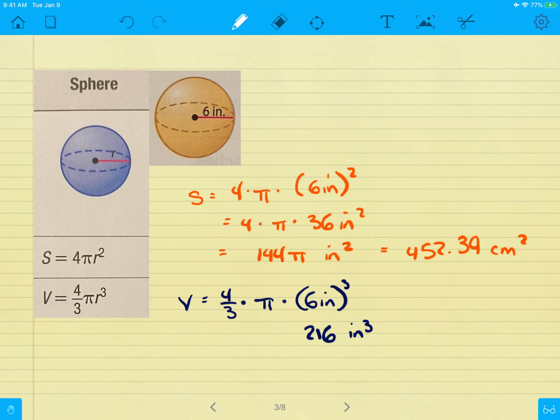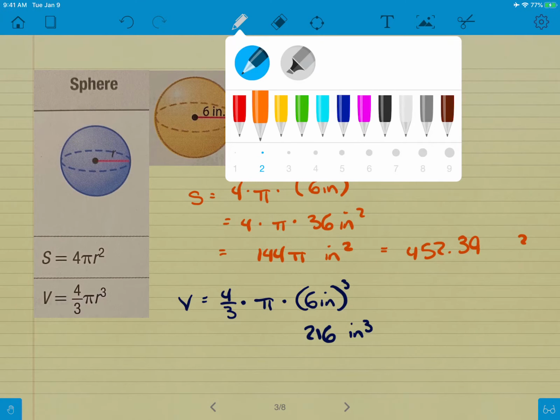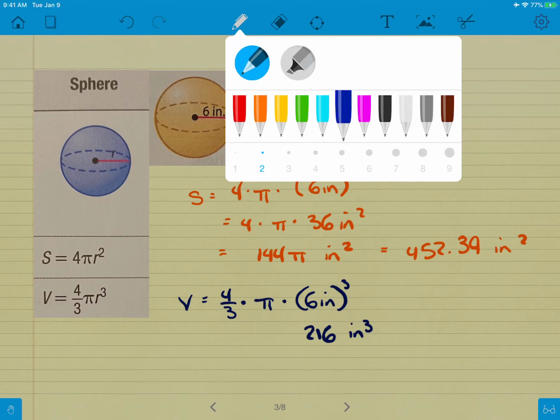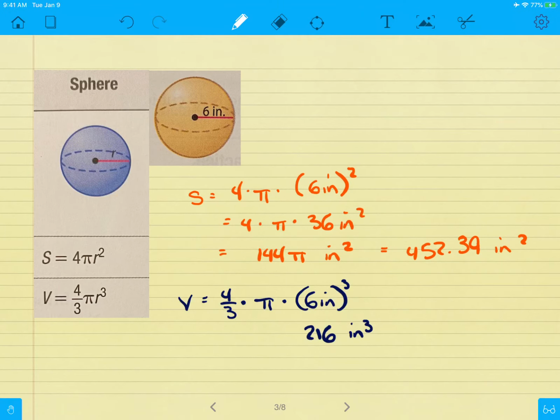Inches, no, why did I write centimeters earlier? That's weird. Apologies for that. That should be inches squared. All right, so for this one, inches cubed, and then we're taking it times pi. We're going to take it times 4/3.